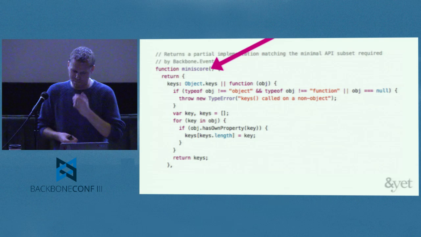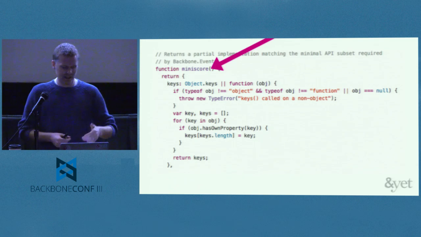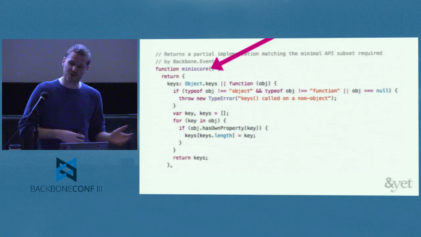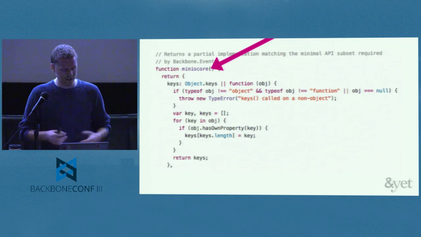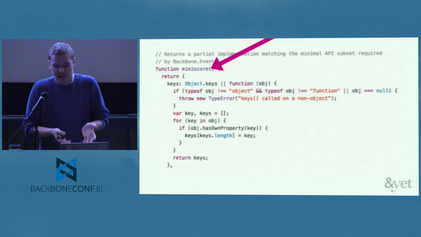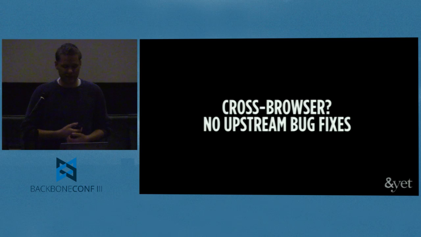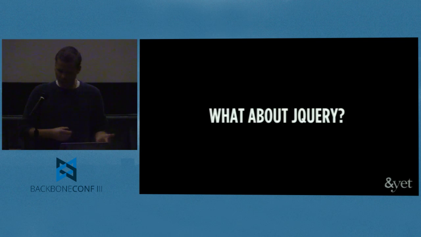So this guy made this mini score thing and just created a few methods here that he wanted from underscore. I don't know if he copy and pasted. I don't know exactly. I don't know if they're tested well, so how do I know whether they're cross-browser? He's re-implementing this stuff. And there's obviously not, if there is a bug fix, it's not just going to come in upstream, right?